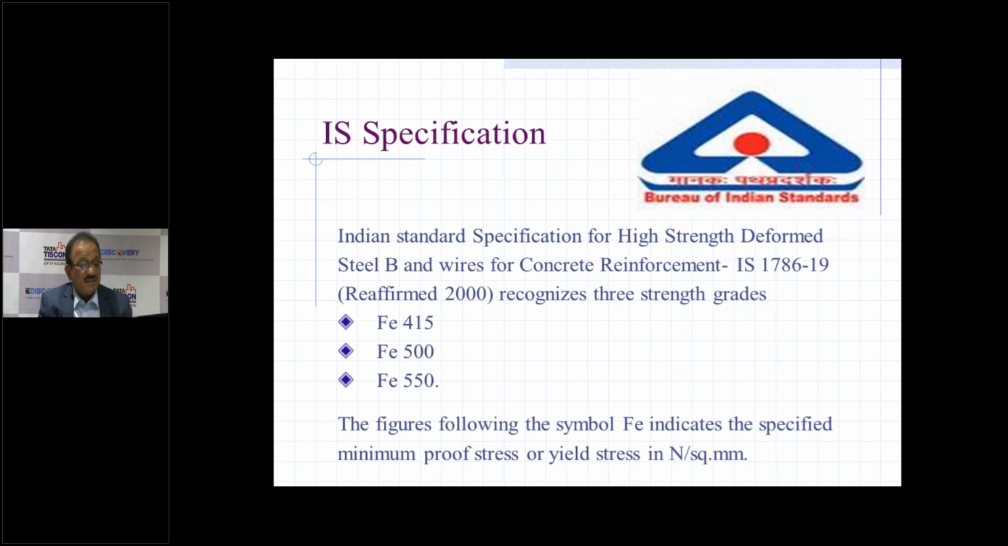In the cement industry, we talk about grades of cement. There are three grades: 33 grade, 43 grade, 53 grade. So these figures 33, 43, 53 indicate the compressive strength of the cement mortar cube in Newton per square millimeter. On similar lines here also, it is the proof stress that is indicated by the figures 415, 500 and 550.